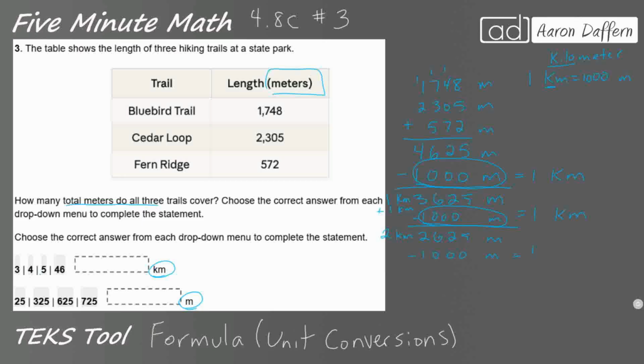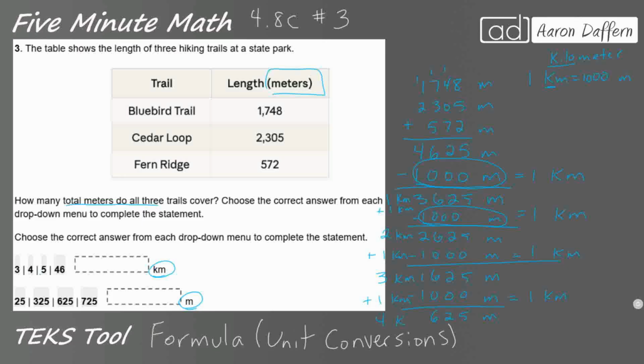This is going to equal 1 kilometer. And I'm only going to have 1,625 meters left. I'm going to add that other kilometer that I just took out. That's going to be 3 kilometers. I'm going to keep going until I can't go anymore. And this last one is going to be our final 1,000 meters that we can take out. We're going to rename it because there's only 625 meters left. That's not 1,000. So I'm going to do that right there.